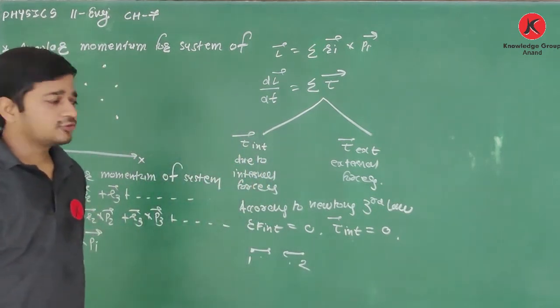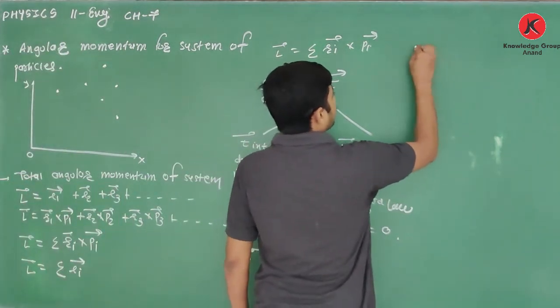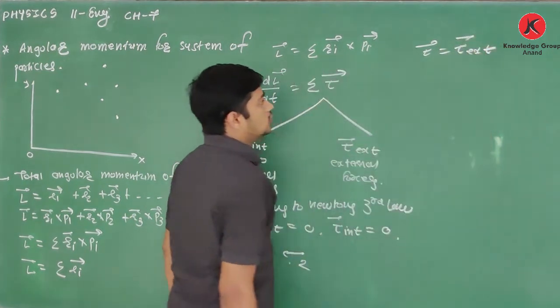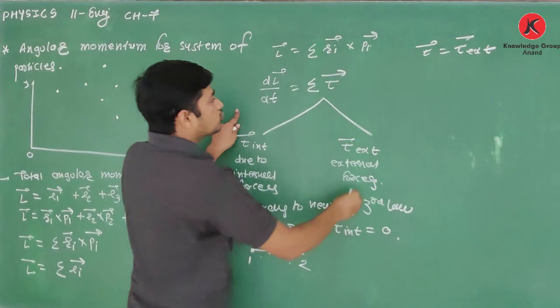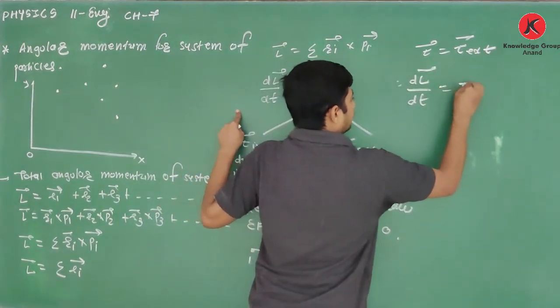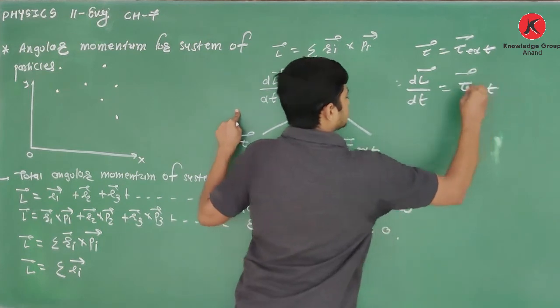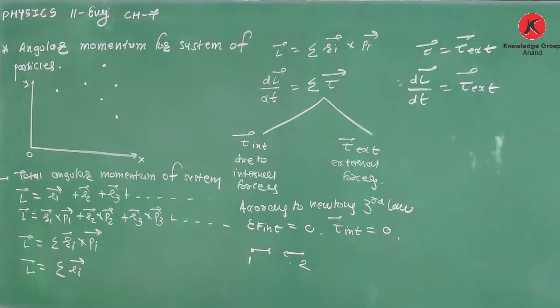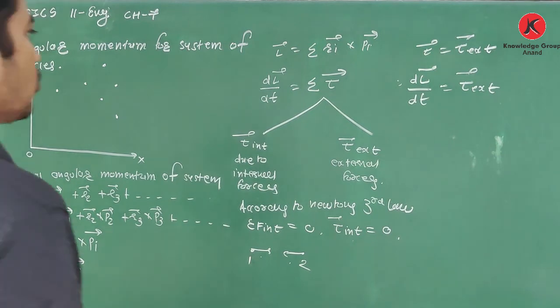Tau internal will become 0. So here I can say that tau is equal to only tau external. So how to write this? dL/dt is equal to tau external only. Clear about this? Clear about this? Okay, it is only tau external.